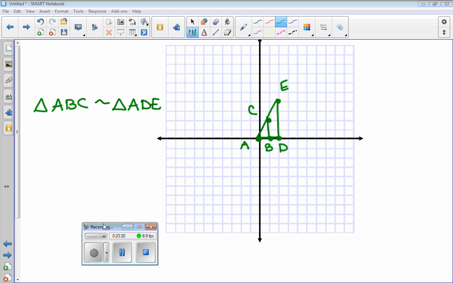Now I have 3 choices to be able to prove that the triangles are similar. Side, side, side similarity, angle, angle similarity, or side, angle, side similarity. And you can actually do this one in any of those 3 ways. Doesn't matter. So we have to decide ahead of time which way we want to do it. Okay? Which way do you want to do it?